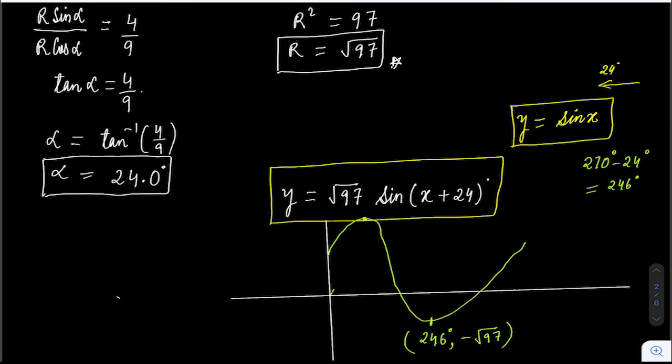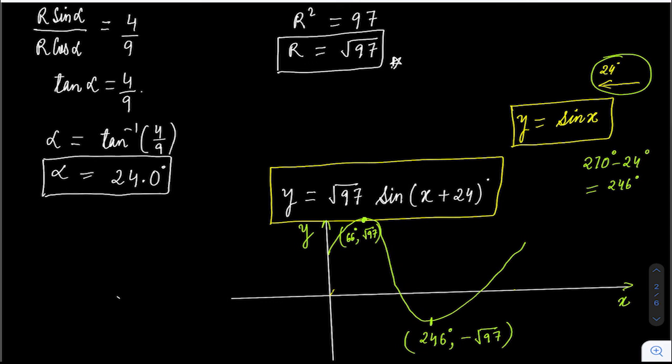And the highest point is 90 degrees comma 1. But this time, because we have shifted the graph to the left, in the negative direction by 24, this 90 degrees actually becomes 66 degrees and square root of 97, because the vertical scale factor is square root of 97. So this is my graph. This is how it should be from 0 to 360. This is my x-axis, this is my y-axis. I hope everyone understands this.